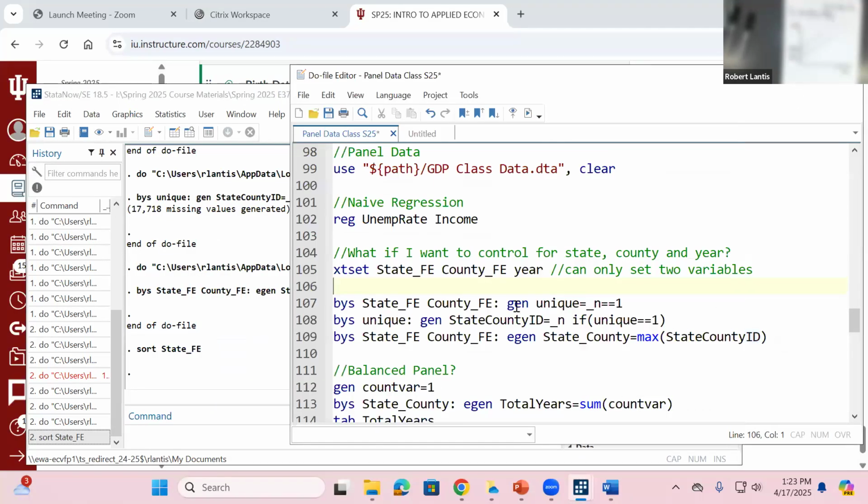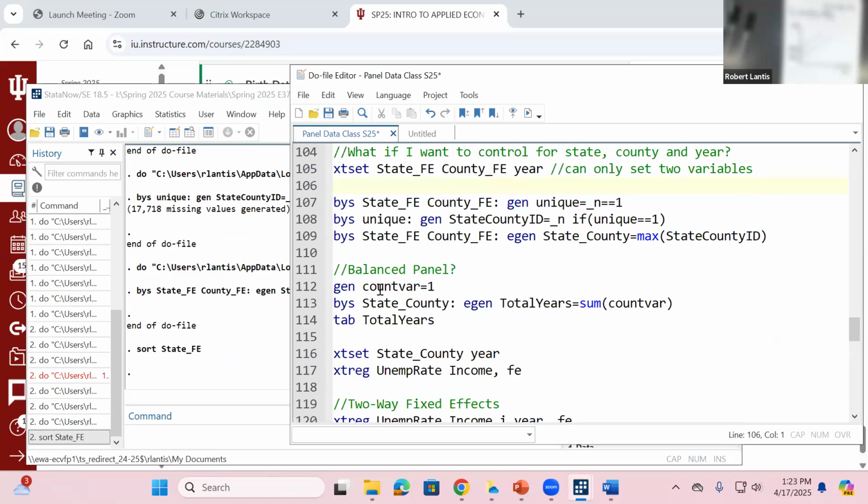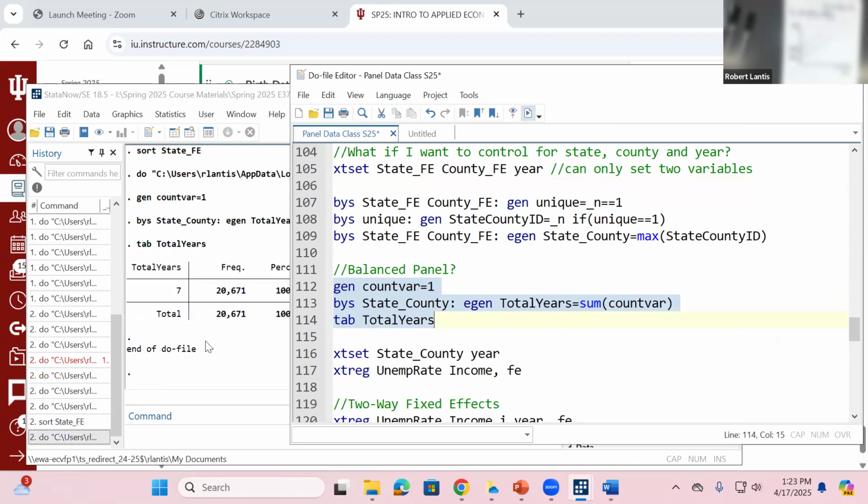So now I can set this up as a panel data set. Right? So I've created this new variable, which is a unique number called state county. I could see if it's balanced, kind of the same way we did before, create this new variable. It's just a 1, by the state county ID, add up the number of years, hit tab. Hopefully, if it's balanced, that should be the same for every single state, right? Sure enough, I've got 7 years of data for every state and county combination.